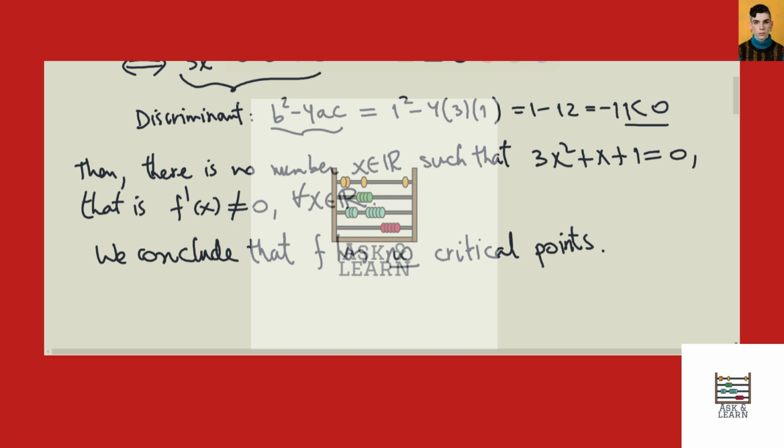And that's the final answer of this problem.